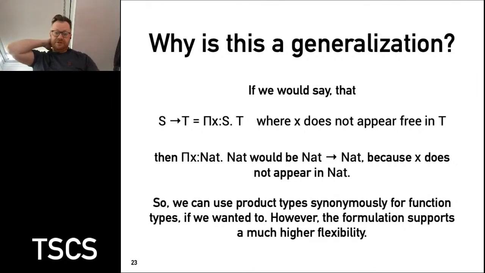So I first said that this is a generalization of the arrow type. So why is that the case? Let's define that a little bit more closely. So we have this arrow type. Let's say we have a function going from S to type T. And this is nothing else than a pi type taking an x of type S as the input argument and outputting something of type T, where x does not appear free in T.